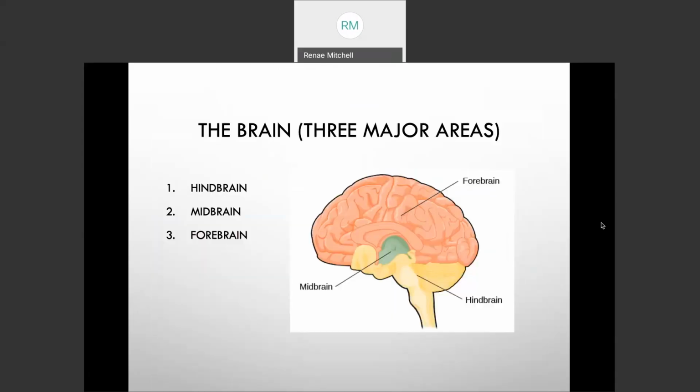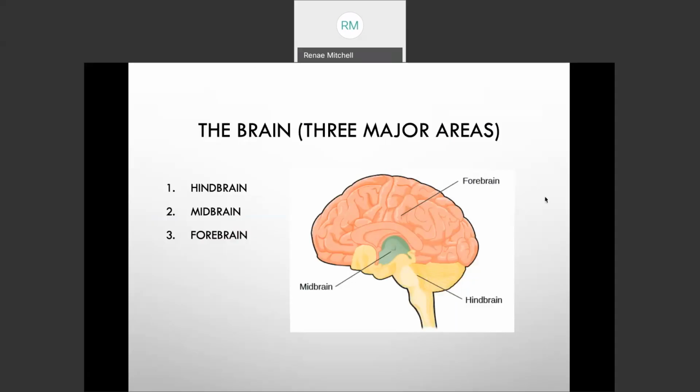So we're going to talk about the brain in terms of three main areas. We're going to talk about the hindbrain, the midbrain, and the forebrain. And those are organized 1, 2, 3 for a reason. The order of these major areas of the brain relates to the order in which they evolved over time in humans as a species.